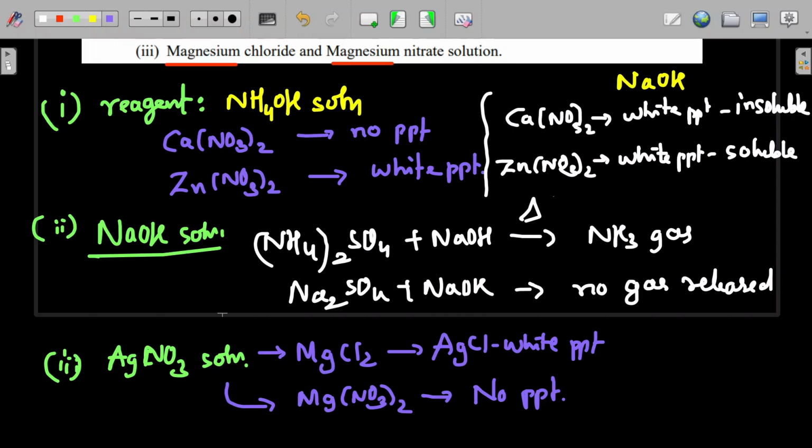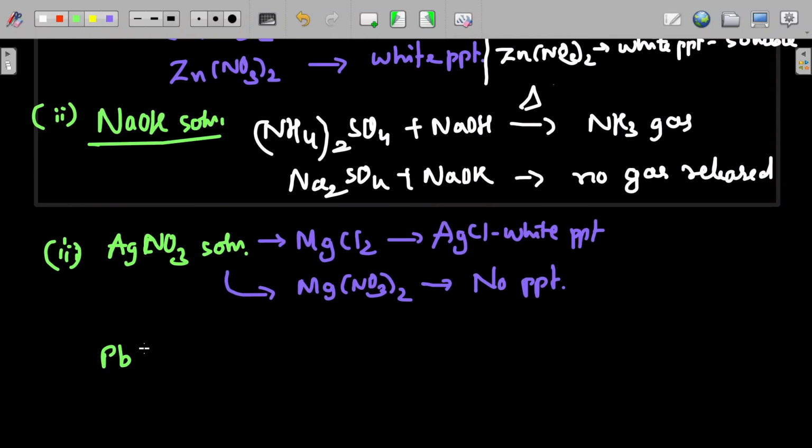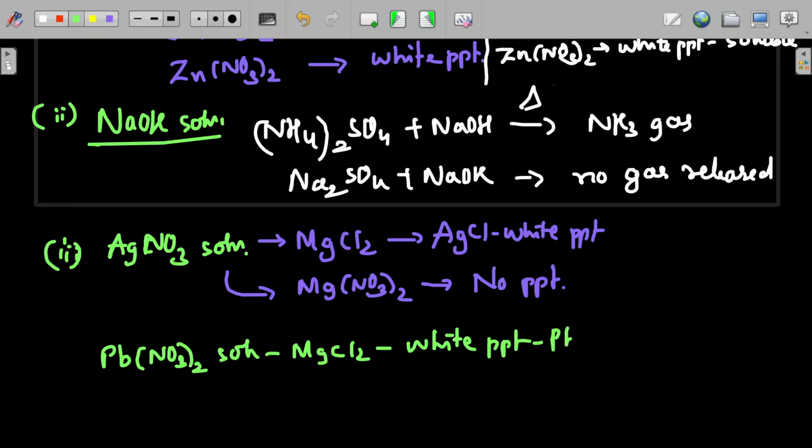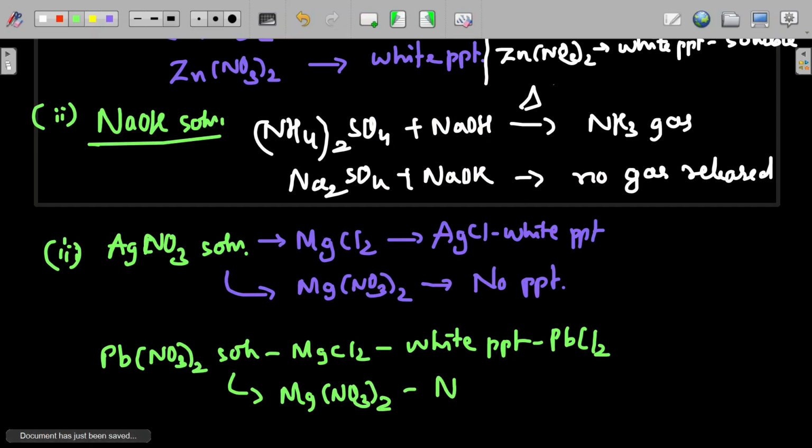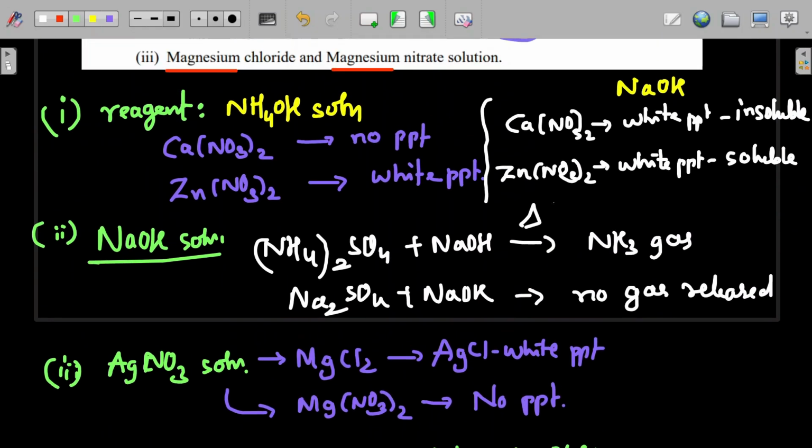Same thing, instead of silver nitrate, you can also use lead nitrate solution. Same observation. For MgCl2, you will get a white PPT. What is that white PPT? Lead chloride. But don't write lead chloride is formed. You have to just write white precipitate is formed, and lead nitrate with magnesium nitrate, no precipitate is formed. You can also put a column on the left side and right side, or just write the sentences, but write them clearly.